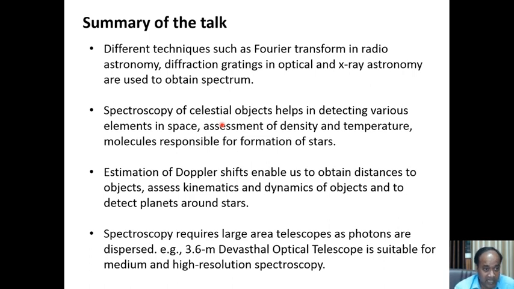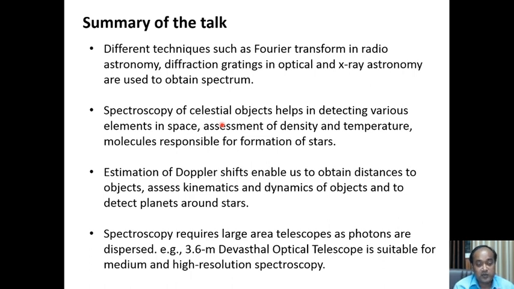One thing you might have realized in this talk is that when you do spectroscopy, you basically disperse the light, and so you need large area telescopes. To start with, if you have very few photons, you cannot disperse them, and so you need large telescopes to do spectroscopy, and that is why there is a quest now. There is an urgent need for larger and larger telescopes because we want to detect fainter and fainter sources, very distant sources, from when the galaxies were formed.